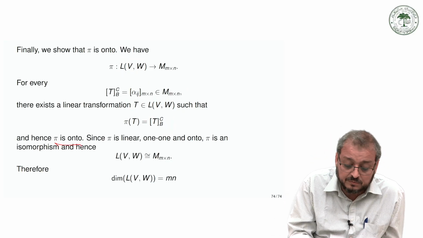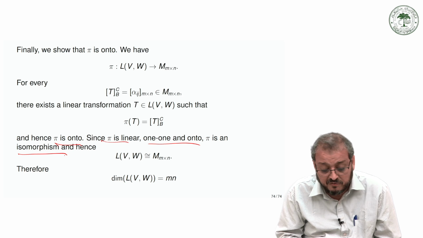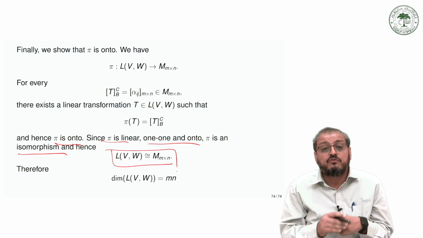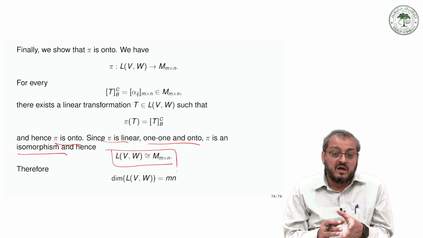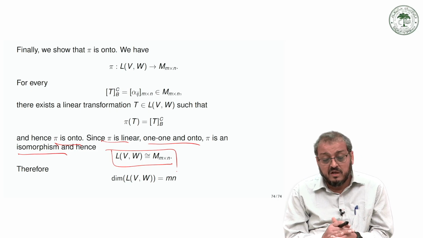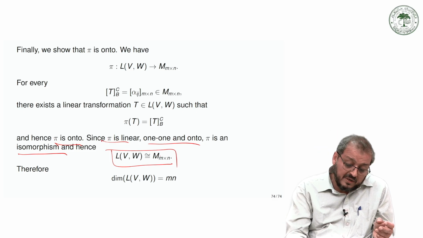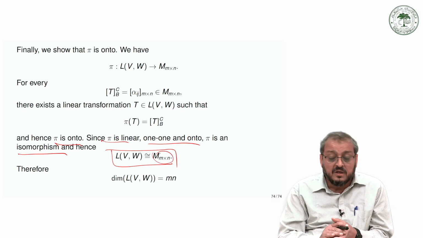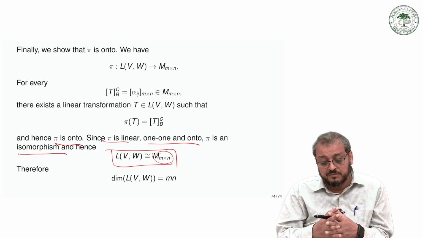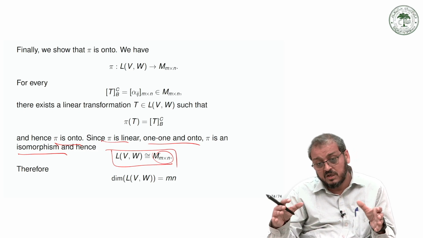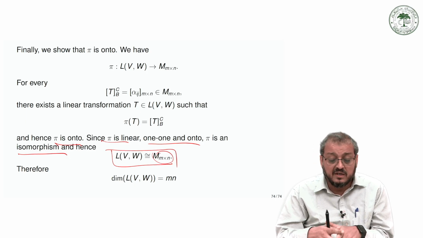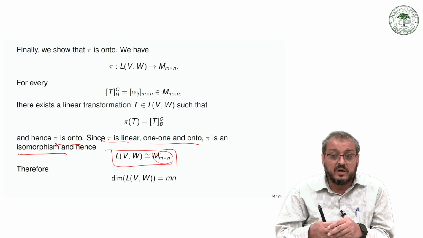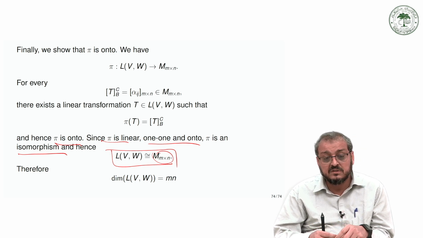So hence pi is linear, one-one and onto, an isomorphism. Then L(V,W) is isomorphic to the space of m by n matrices. By the definition, the columns of the m by n matrices are linearly independent, so they span and form a basis. So the dimension of this clearly is mn. Okay, so now I have completed the proof up to this.